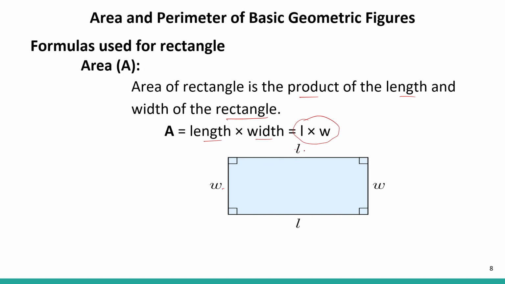If its length is 2 meter and width is 1 meter, then area will be 2 into 1 meter square, right? Because meter into meter, so it will be 2 meter square.